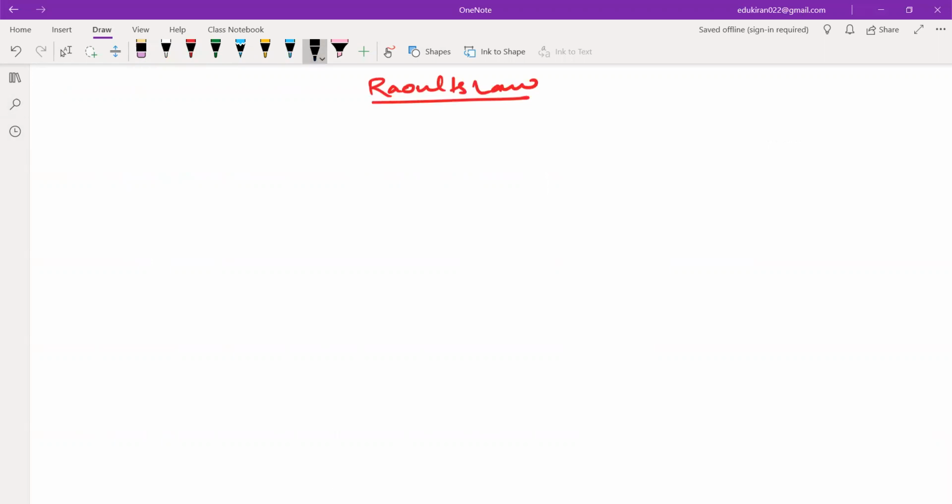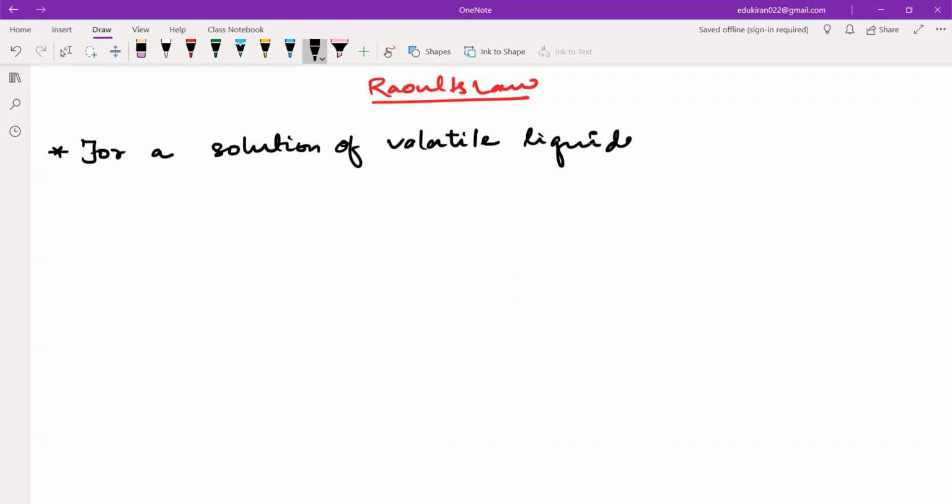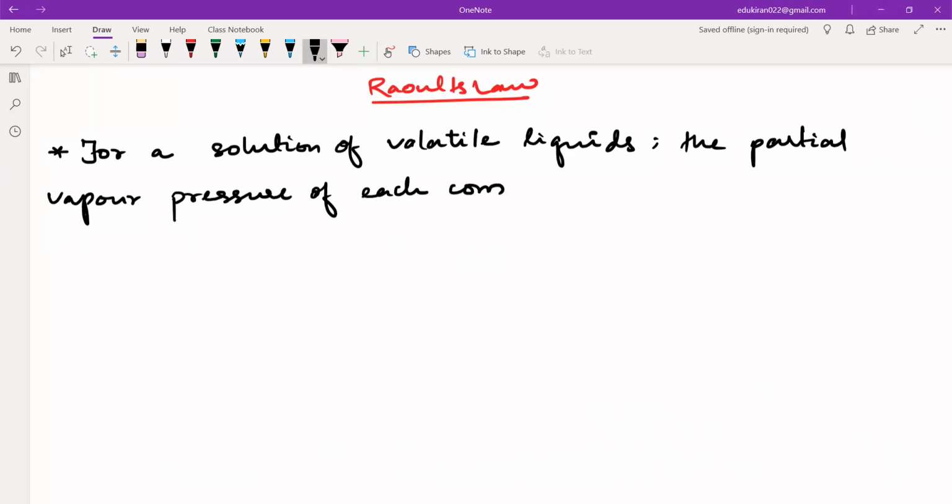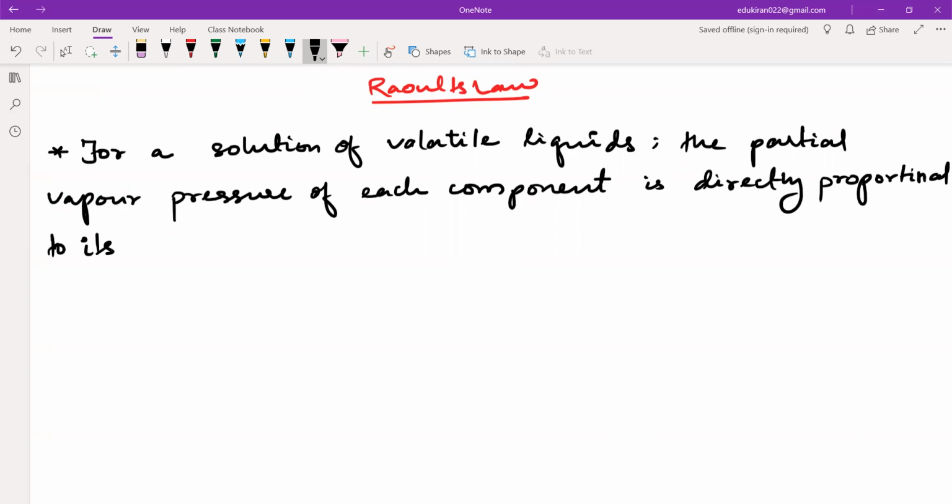Now, what is Raoult's law? Please write. For a solution of volatile liquids, the partial vapor pressure of each component is directly proportional to its mole fraction. Okay, directly proportional to its mole fraction.